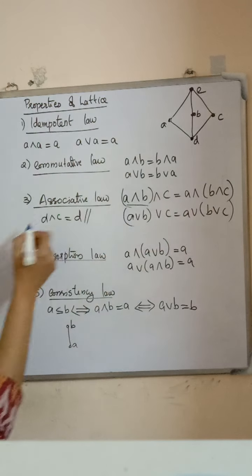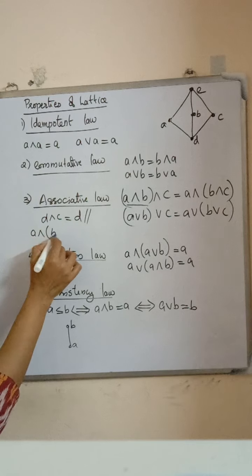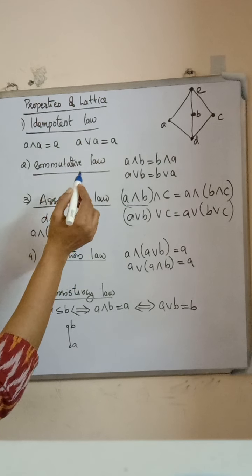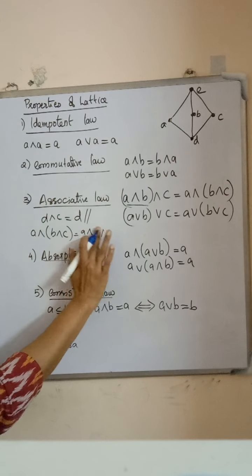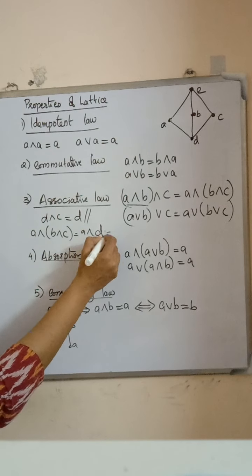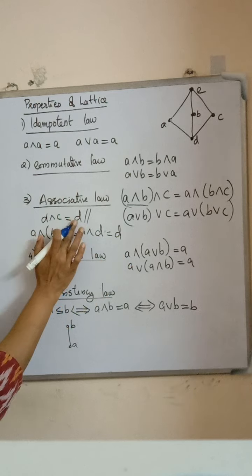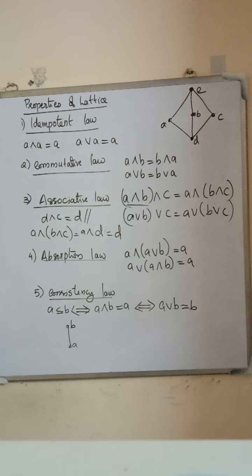Right side, A meet (B meet C). What is B meet C? B meet C is D. So A meet (B meet C) is A meet D. What is A meet D? It is D itself. So the left side is equal to the right side.